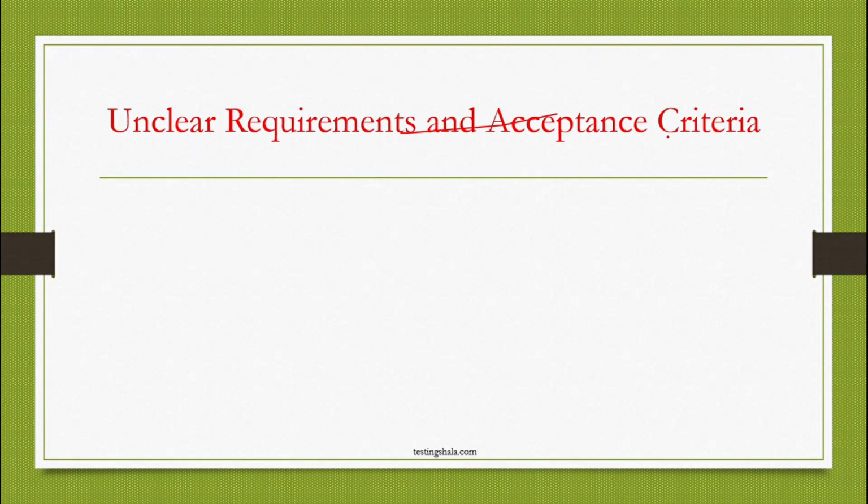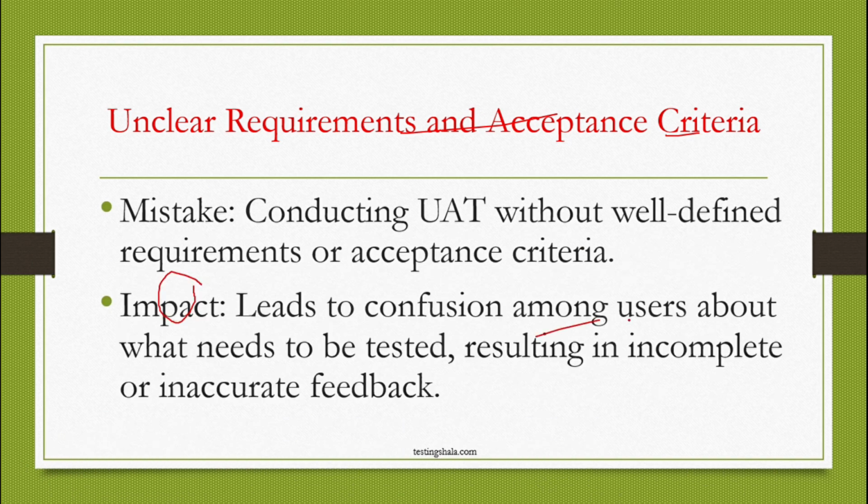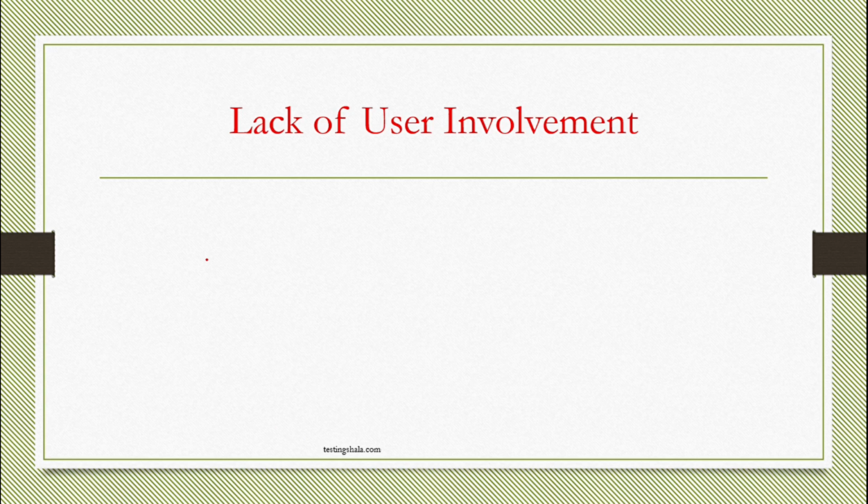The first one is unclear requirements and acceptance criteria. If we have an unclear requirement and a proper acceptance criteria is not there, UAT will definitely fail. The impact is that it leads to confusion among users about what needs to be tested, resulting in incomplete or inaccurate feedback. That is a problem if you do not have proper requirements and acceptance criteria. So we should overcome this mistake in order to succeed in UAT.